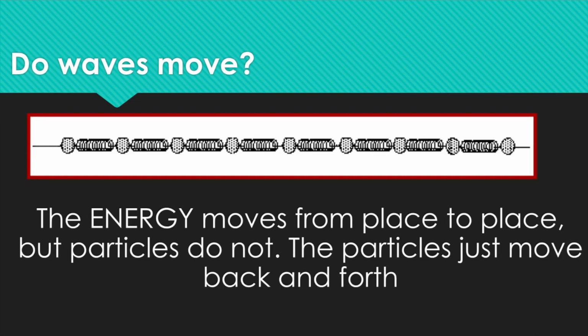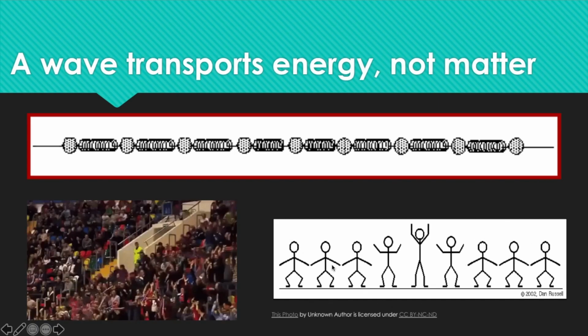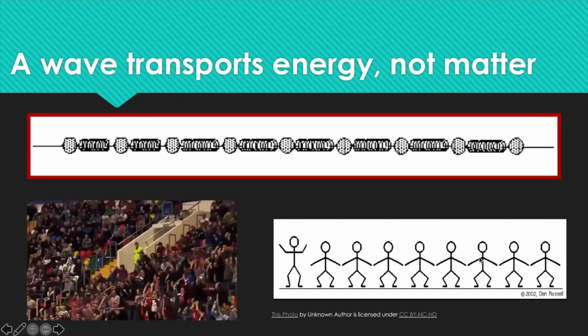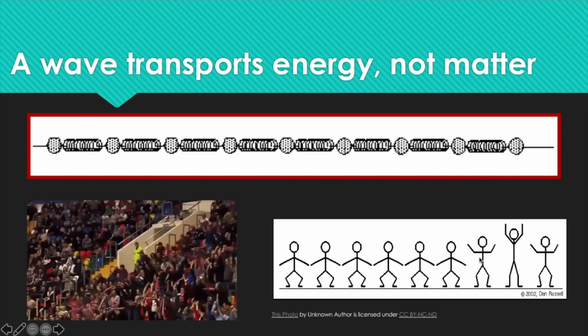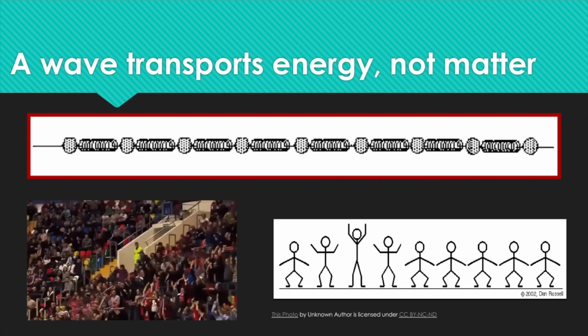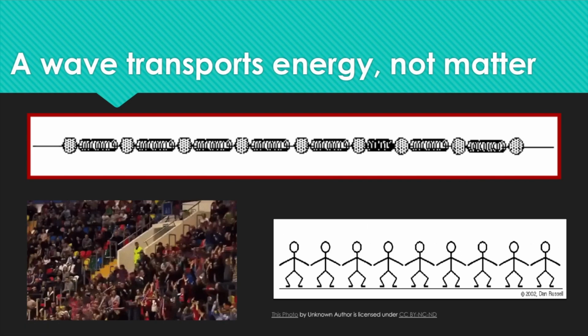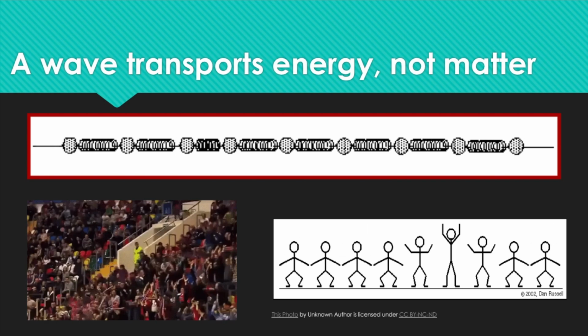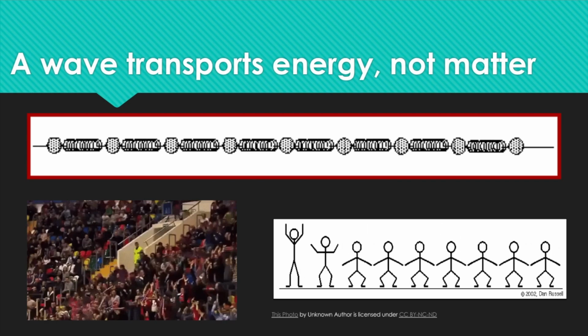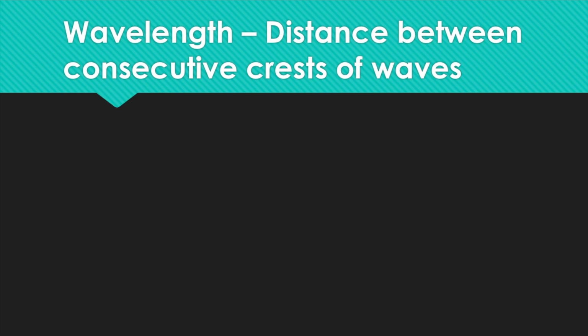The human wave that we saw earlier is an example of a transverse wave because the humans are moving up and down, and that is perpendicular, or at a 90-degree angle, to the direction of the wave, which is left to right. So we're going to talk about wavelength, frequency, and wave speed and how those 3 things relate to each other.